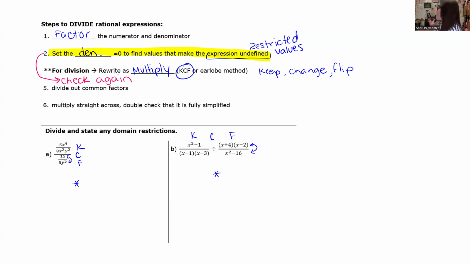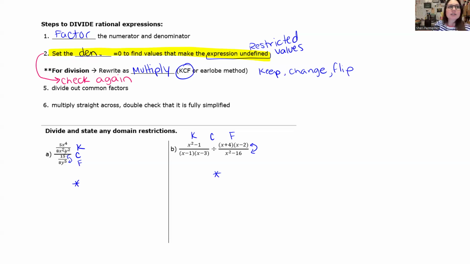And I'm going to show you that basically what we do is we check the denominator of the first fraction. And then for the second fraction, you have to check the numerator and denominator. So if you check it before you flip it, you're checking the denominator. And then once you flip it, you also have to check the denominator again. So you can just go ahead and flip it and make sure you check both the top and the bottom for the second fraction for your restricted values.